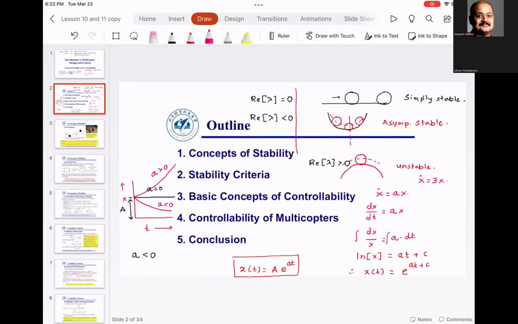Please note a is a scalar. If my a is a matrix, then eigenvalues dictate the stability. So if the real part of my eigenvalues is equal to 0, the system is simply stable. If the real part of the eigenvalues is less than 0, the system is asymptotically stable. If the eigenvalues' real part is greater than 0, then the system is unstable. Everyone understood this?